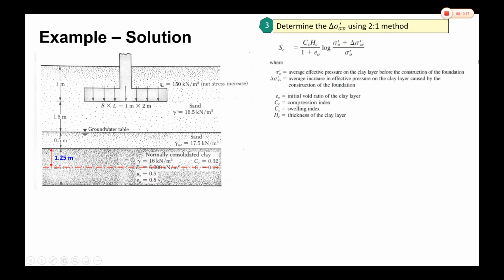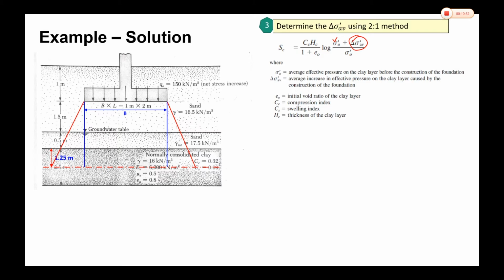Alright, so in this, we already have this one. So we need to identify the delta stress prime here. Okay, so look at this diagram. You can see that I project a vertical line here below the base of the foundation for both sides. Then we project this line. Now we need to use the 2 to 1 method. So this is the size of B.